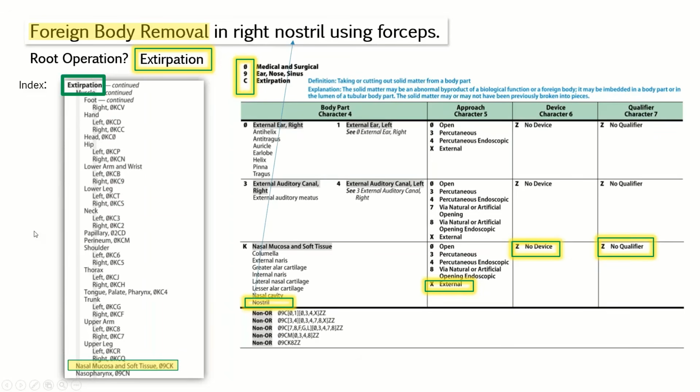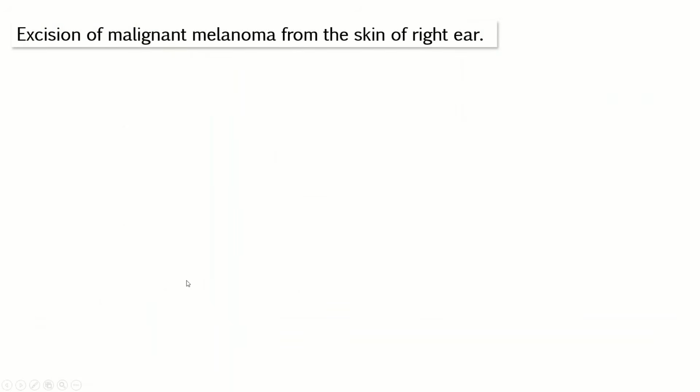All right, coders, I think you may have learned a few things like the definition of extirpation and external usage. All right, coders, we have a few more. Let's move on. Oh, I don't want to forget, 09CKXZZ is our code. Now we can move on. Our next exercise, excision of malignant melanoma from the skin of right ear.